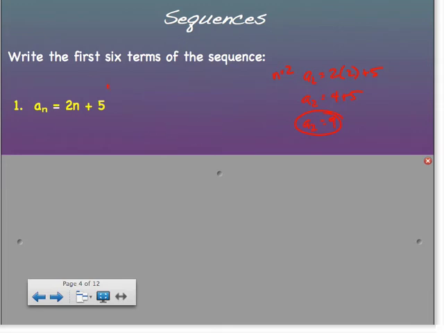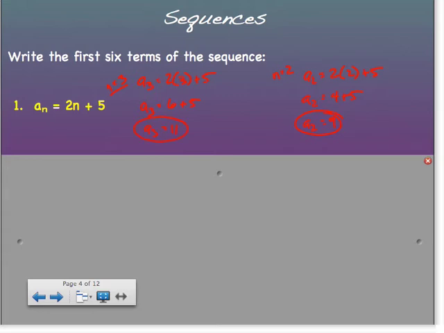I'm going to do when n is equal to 3. I get a sub 3 is equal to 2 times 3 plus 5. Again, all I'm doing is using that equation to plug in the input that I want, in this case 3, and to generate the output. So a sub 3 is equal to 6 plus 5, so therefore a sub 3 is equal to 11.